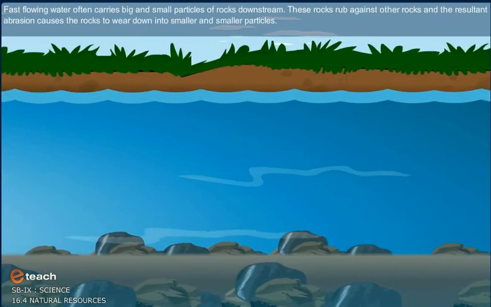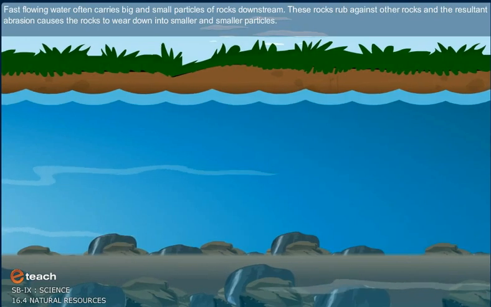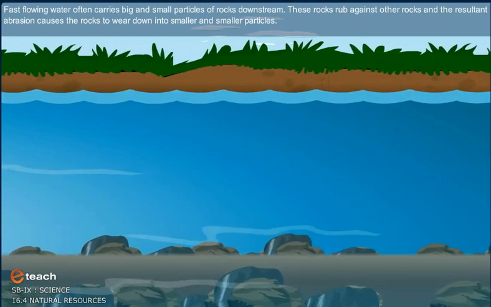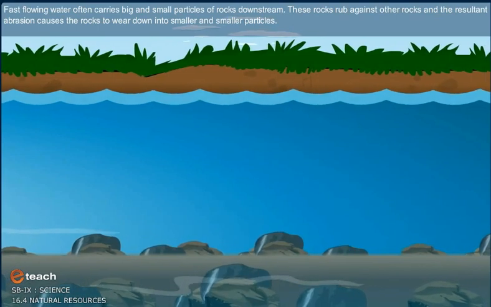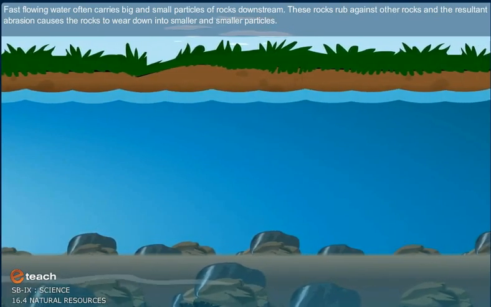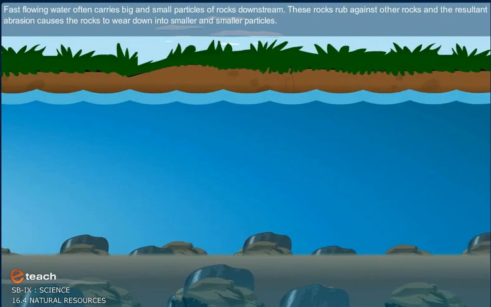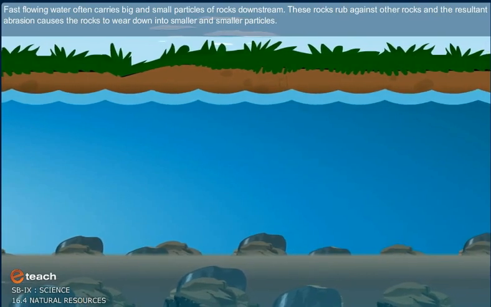Fast-flowing water often carries big and small particles of rock downstream. These rocks rub against other rocks, and the resultant abrasion causes the rocks to wear down into smaller and smaller particles.